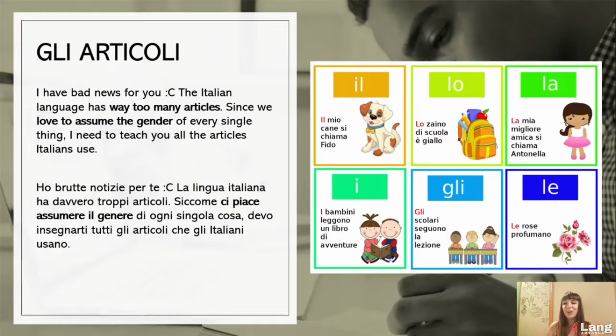So again, we like to assume the gender of anything, and the articles also have to respect the gender and the number of the word. So they need to respect the gender, if they are maschili or femminili, and the number, if they are singular, singolari, or plural, plurali.